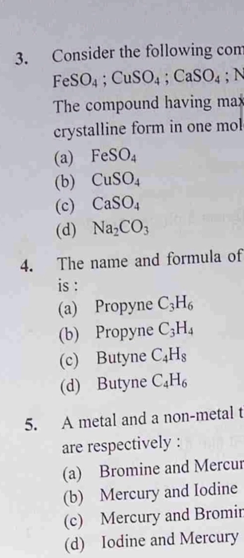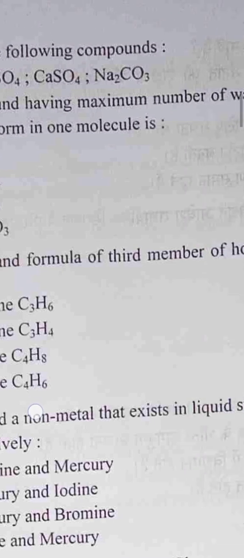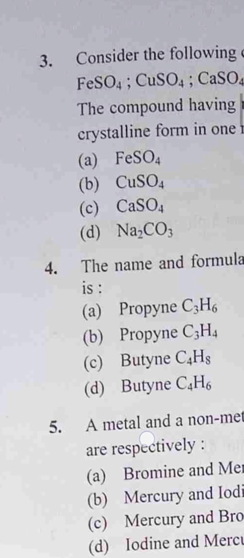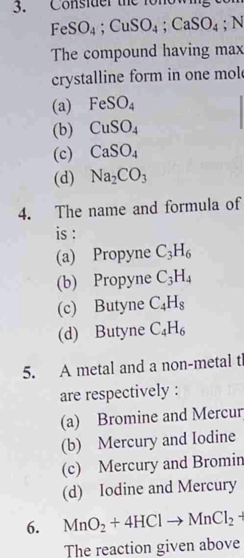Next, question number 4. The name and formula of the third member of the homologous series of alkyne. Alkynes are the chemical compounds in which there is a carbon-carbon triple bond. Their general formula is CnH2n-2. So the third member will have butyne, C4H6. Butyne C4H6 is the correct option because the first member is C2H2. Okay, so the fourth option, D option, is correct, C4H6.